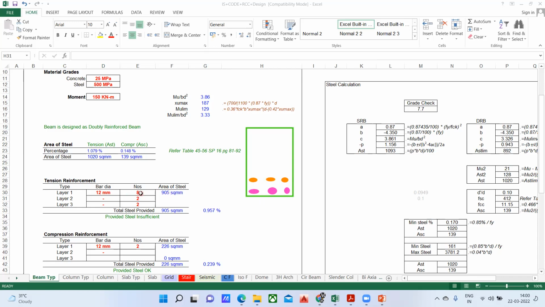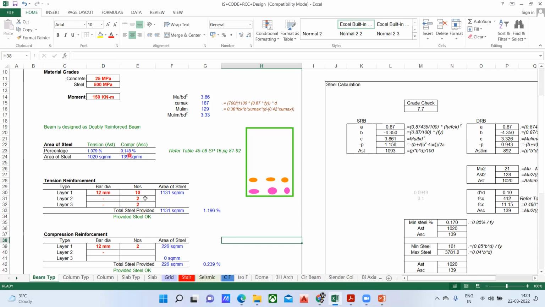So what we can do, I'll put it in a better way. See, instead of this, I'll make it as 10. Now you see my requirement was 1020 mm square, but by providing a 12 diameter 10 numbers, I'm getting 1131 mm square of the area, and the provided steel is okay.